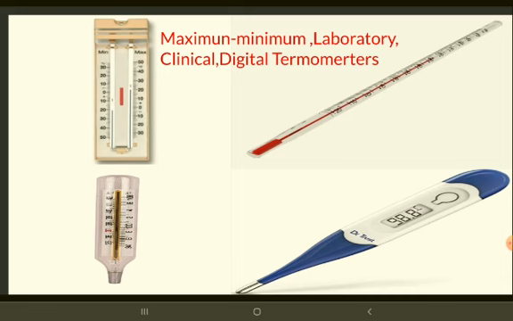What is the standard unit of temperature? Celsius or Fahrenheit, and we use them, very useful. And what is the normal temperature of the human body? Yes, 98.6.